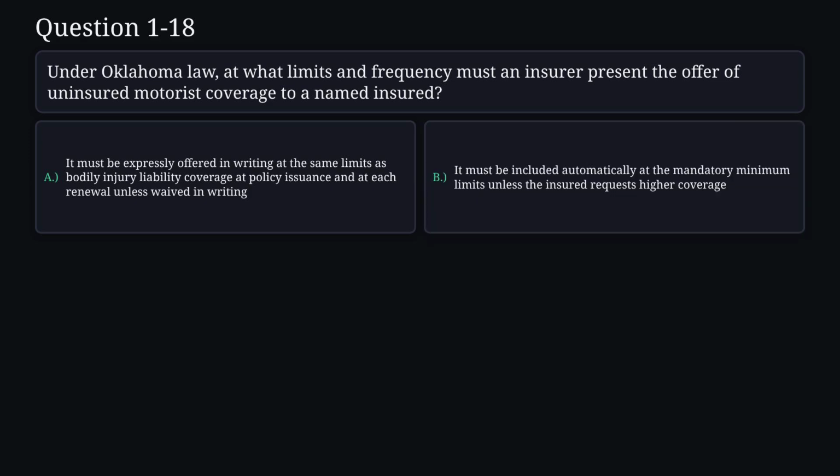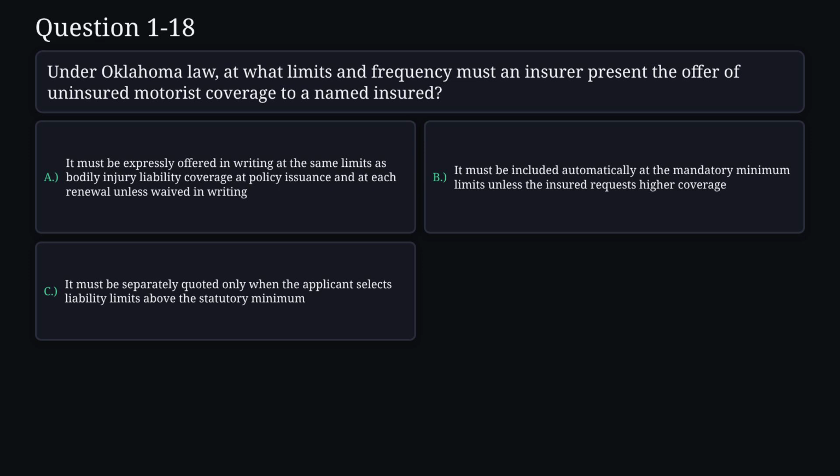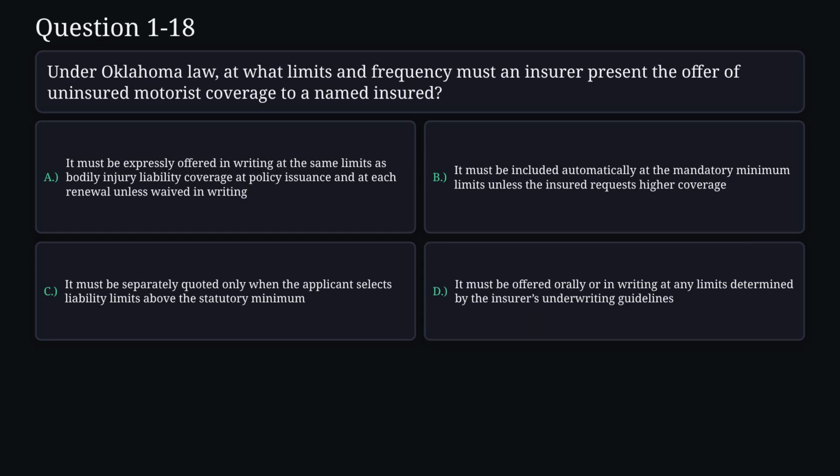B. It must be included automatically at the mandatory minimum limits unless the insured requests higher coverage. C. It must be separately quoted only when the applicant selects liability limits above the statutory minimum. D. It must be offered orally or in writing at any limits determined by the insurer's underwriting guidelines.